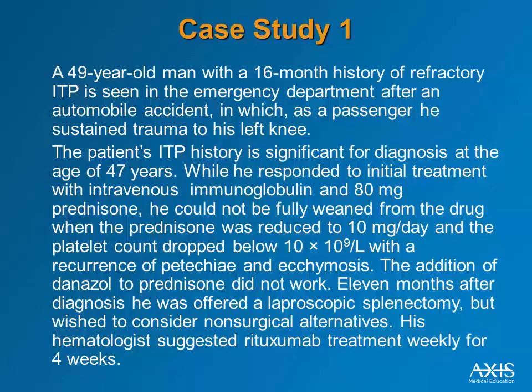At the same time, he had recurrence of bleeding manifestations, predominantly petechiae and some ecchymoses. Now, at the time, instead of increasing his prednisone dose, danazol was added to the prednisone after his platelets were increased with intravenous immunoglobulin. But again, this did not appear to sustain a good response, and so the question emerged whether he should undergo a splenectomy. He was offered a chance for laparoscopic splenectomy, but he wanted to consider alternate approaches, and his hematologist recommended rituximab therapy for 4 weeks.